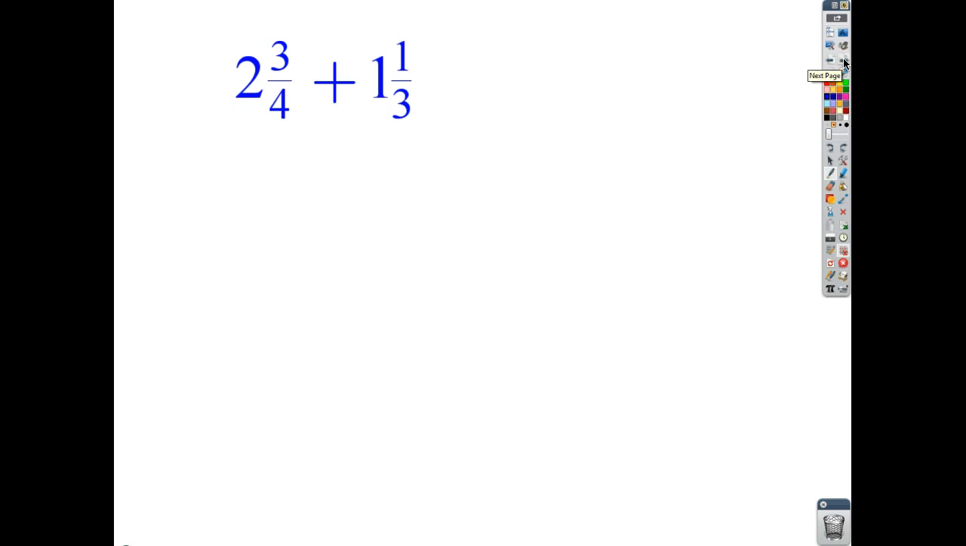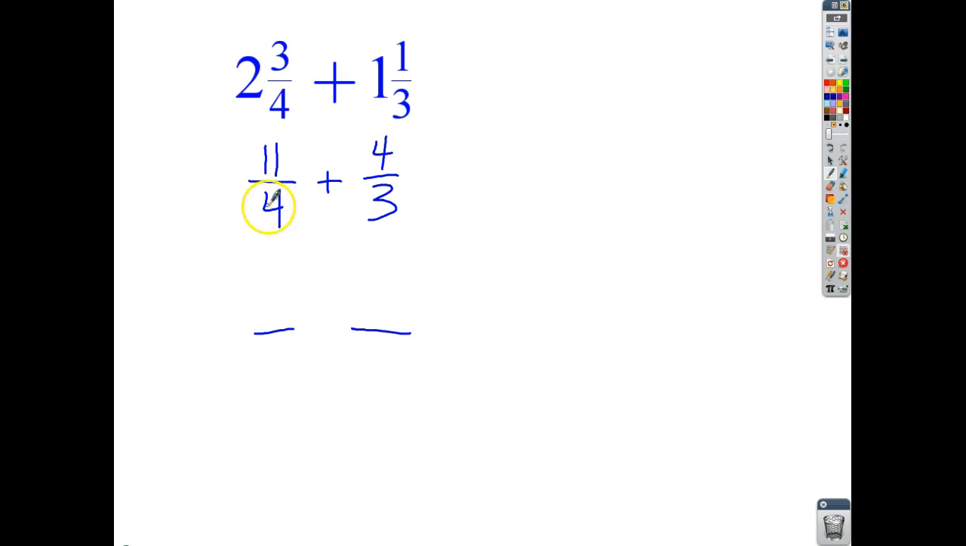Now this one is a little more difficult because the pieces aren't the same size, right? I have fourths and I have thirds. Again, I'm going to change it into an improper fraction. So I'm going to take the 2 whole, I'm going to cut them into 4 pieces. That's 8. Add the 3, I get 11. So I'm going to get 11 fourths, okay? And I'm going to add 1, cut into 3 pieces is 3, plus the extra 1 is 4, so 4 thirds, okay? These pieces are not the same size, so I must change them into the same size.